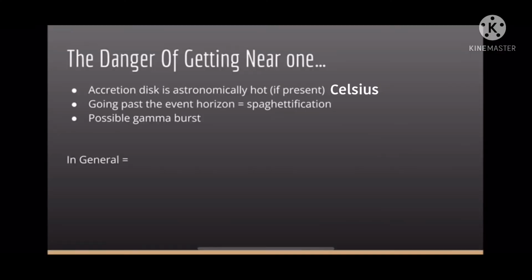So just in case you don't know, getting near a black hole is extremely dangerous. If there's an accretion disk around it, it'll be astronomically hot, as in around 4,000 degrees Fahrenheit. If you go past the event horizon, you're eventually going to get spaghettified and then crushed, or get hit by gamma bursts, which is a bunch of radiation. So in general, you're just going to die.